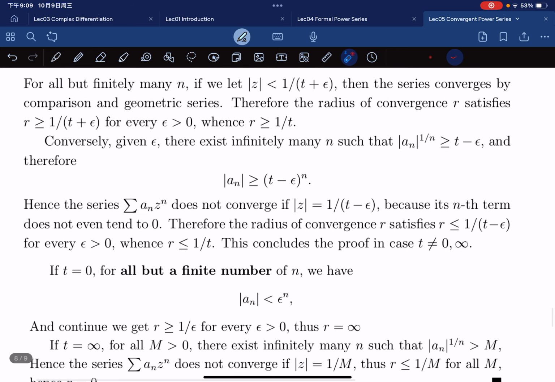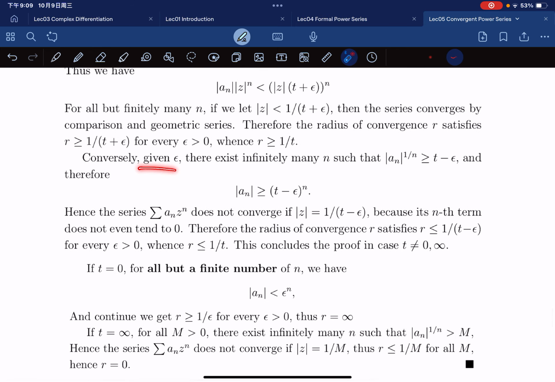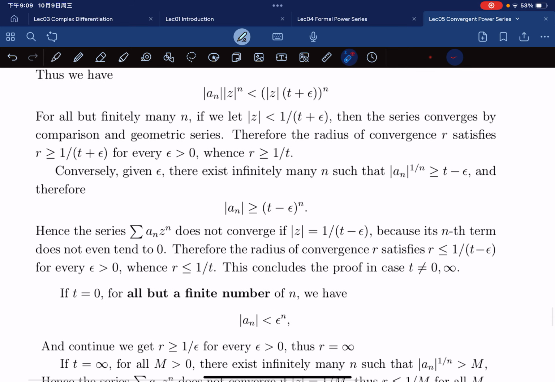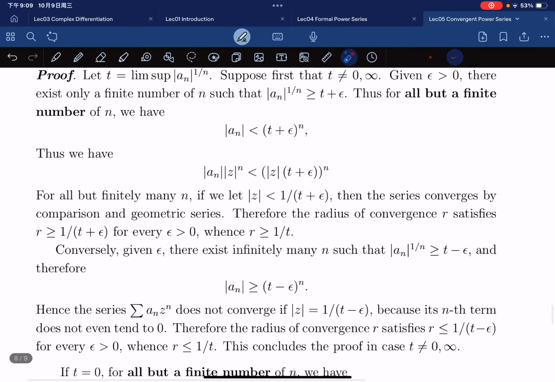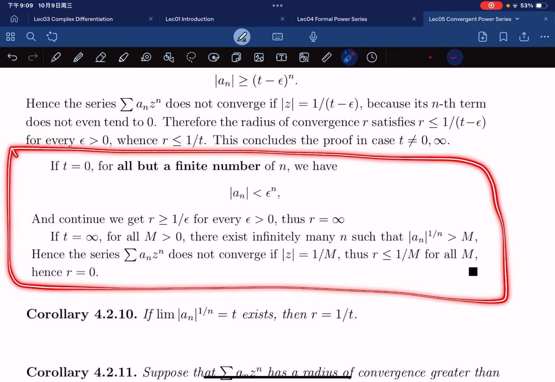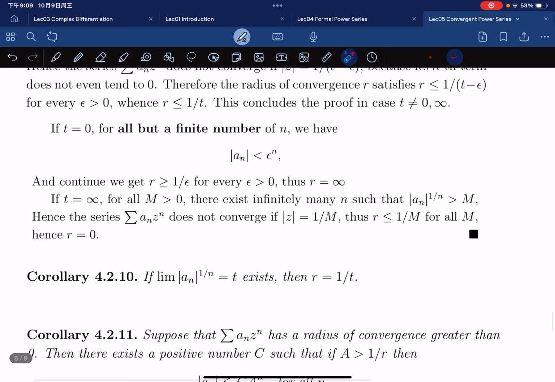Conversely, given epsilon, there are infinitely many n such that this, remember? And we have the same argument, right? Because it diverges. And we discussed t equals 0 or t equals infinity. It is quite simple, so I just leave it here for you to read through.